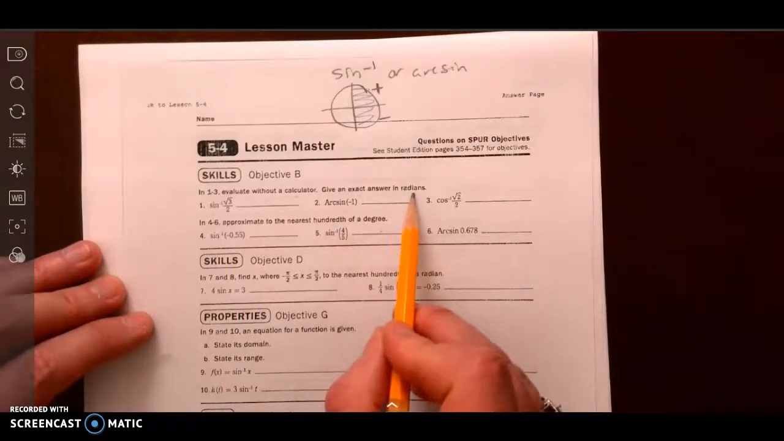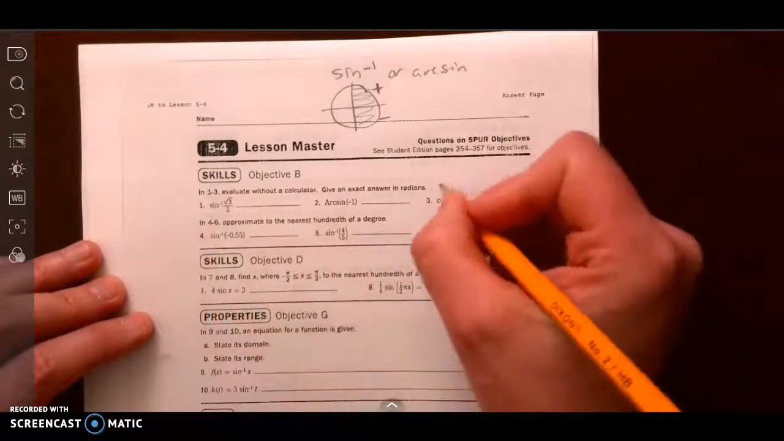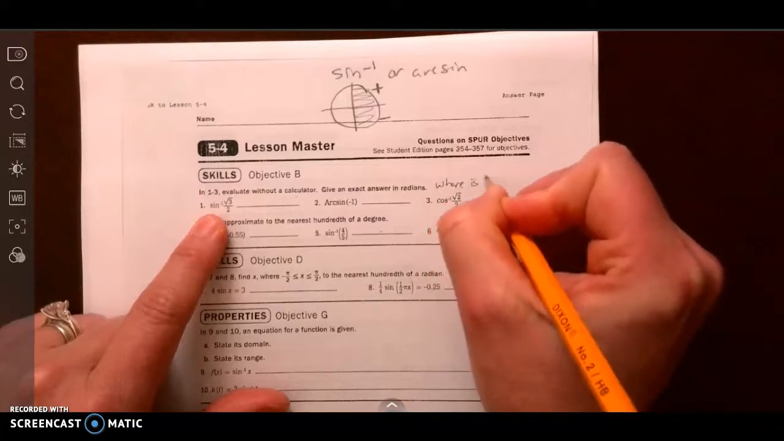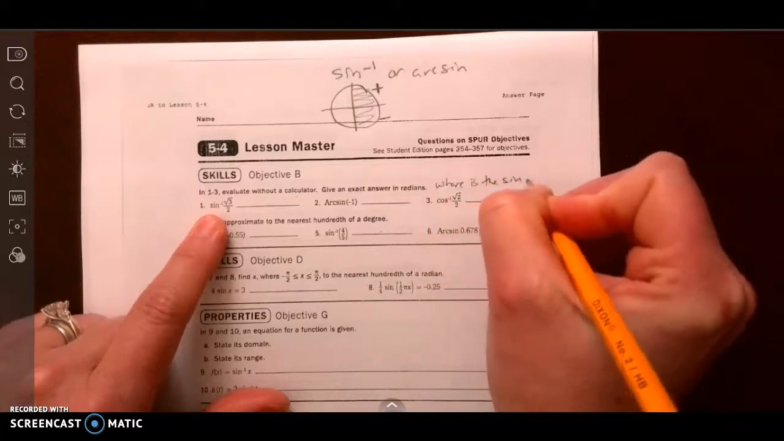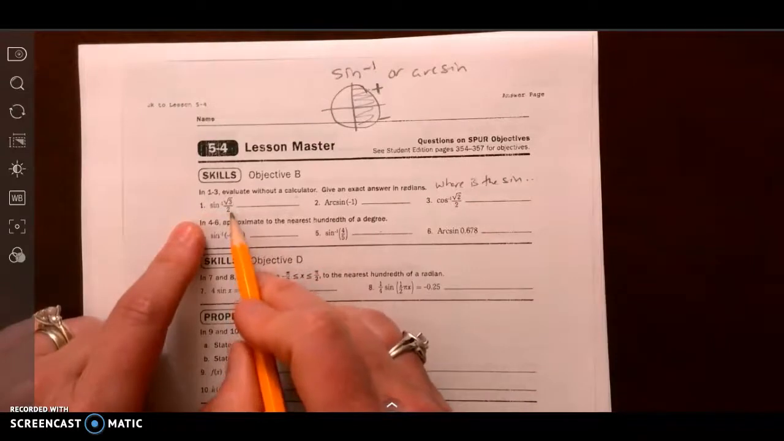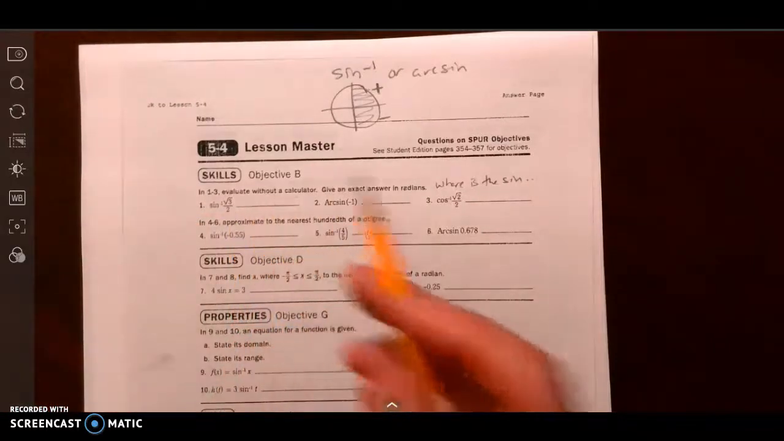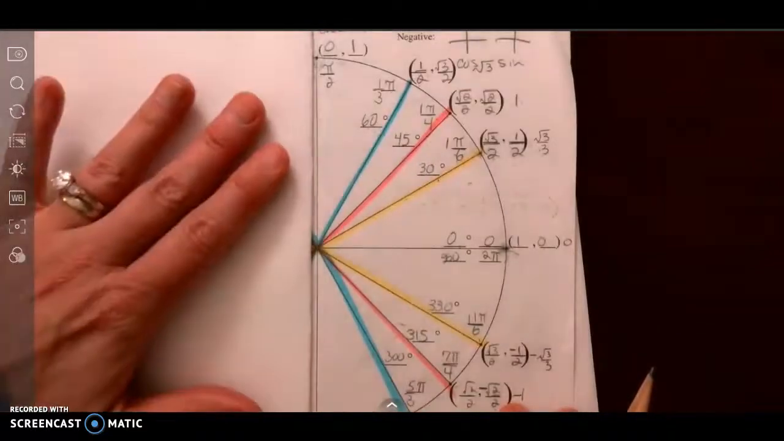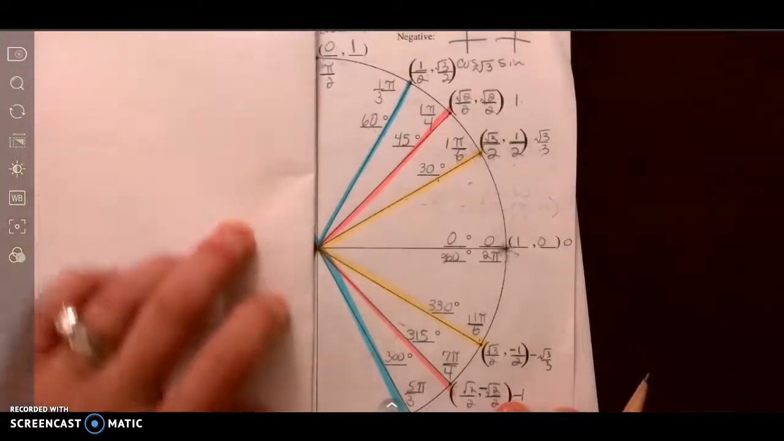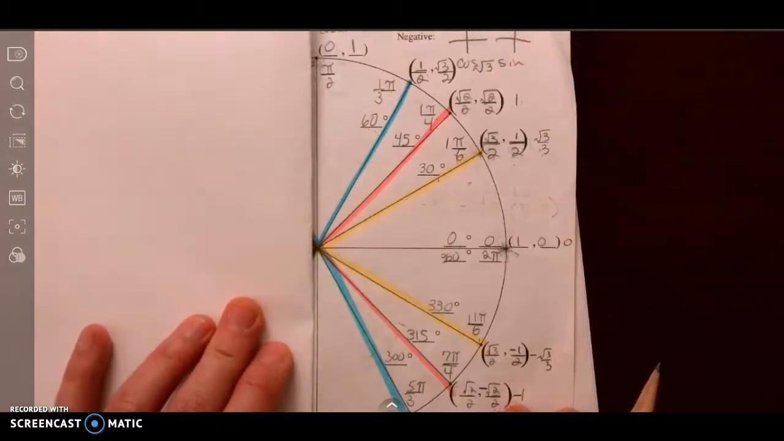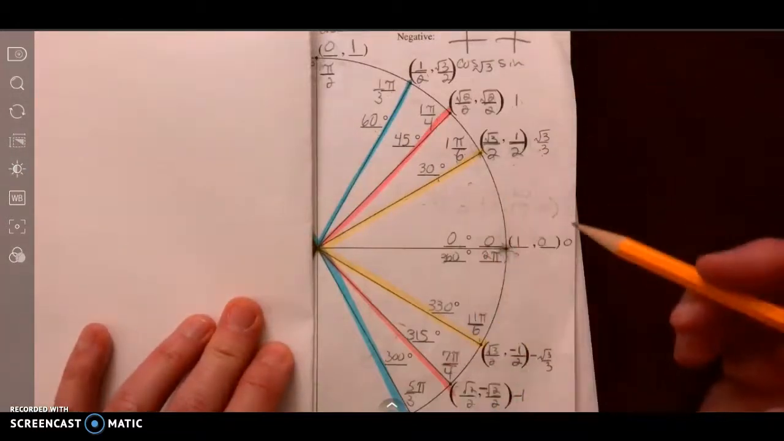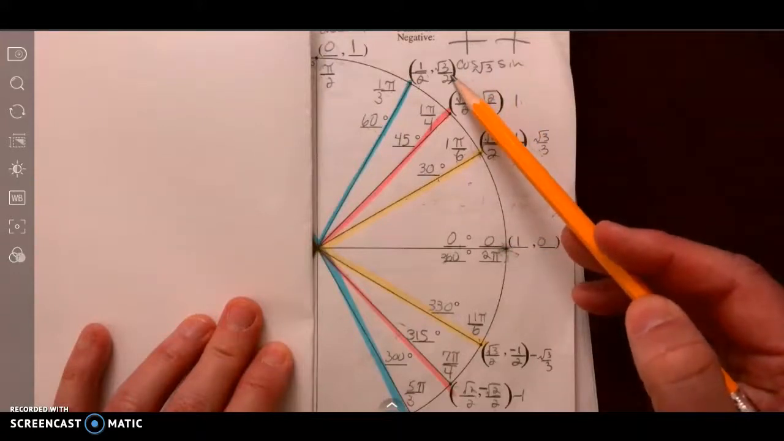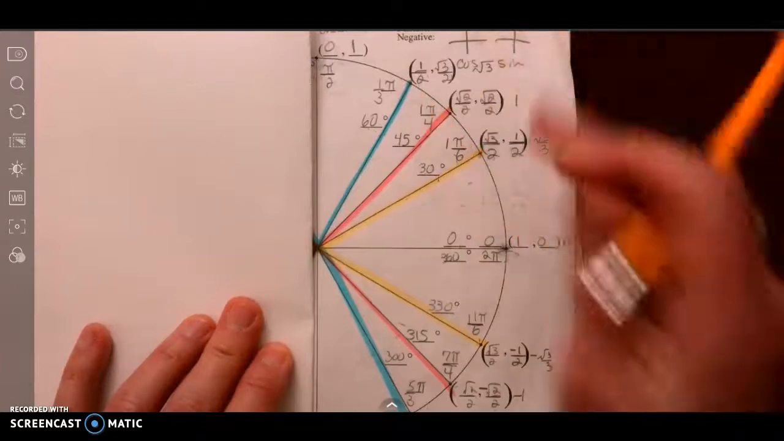So we're going to use our unit circle. So we're asking ourselves inverse sine, so where is the sine square root of 3 over 2? So I go to my unit circle, and I only look at the right side because I'm doing inverse sine. And I look for the y coordinate to be square root of 3 over 2. And I see that that happens right up here. So my answer is pi over 3.